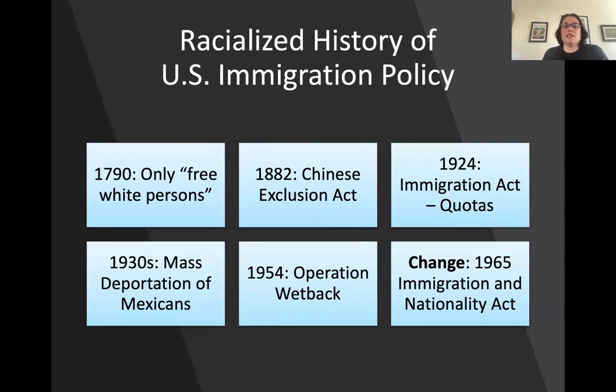Now, the reading talked about the racialized history of U.S. immigration, starting with the 1790 naturalization law that only allowed free white persons to become citizens. Then in 1882, there was the Chinese Exclusion Act, which excluded Chinese from immigrating to the United States. In 1924, the Immigration Act instituted quotas on the number of people that could come from Southern and Eastern Europe. In the 1930s, we had the mass deportations of Mexicans, as we talked about previously, whether they were citizens or not.